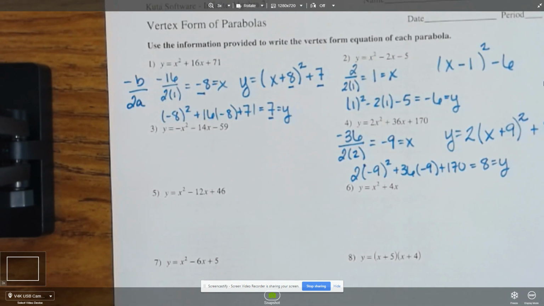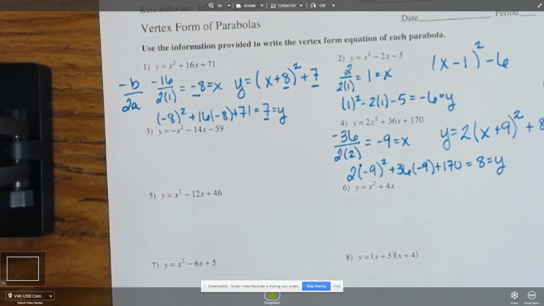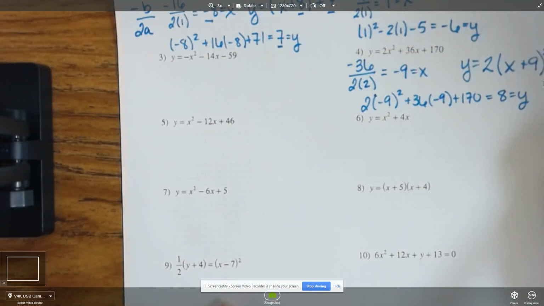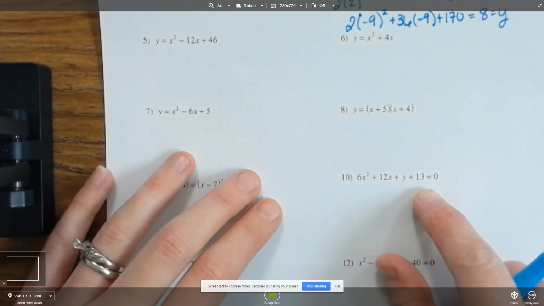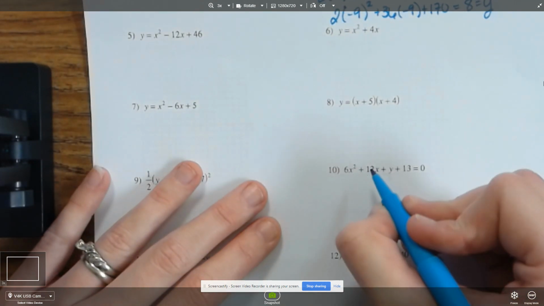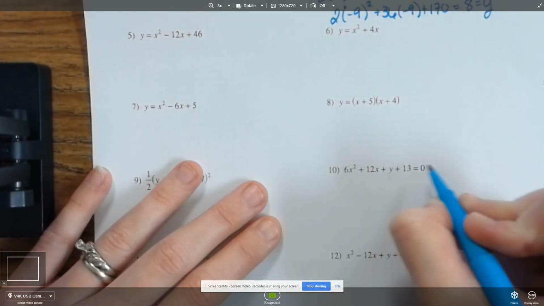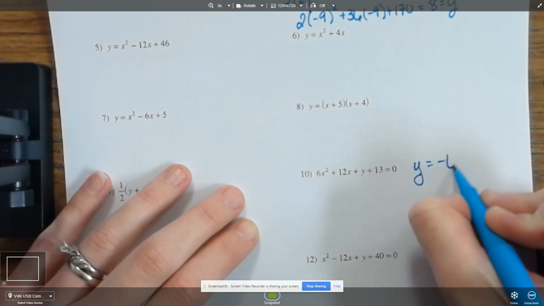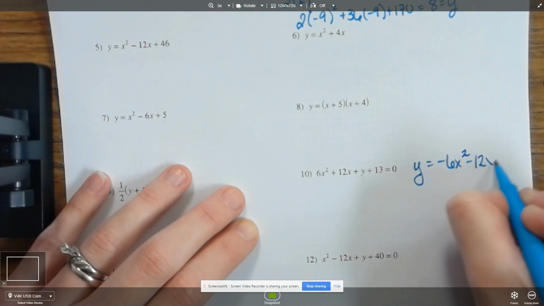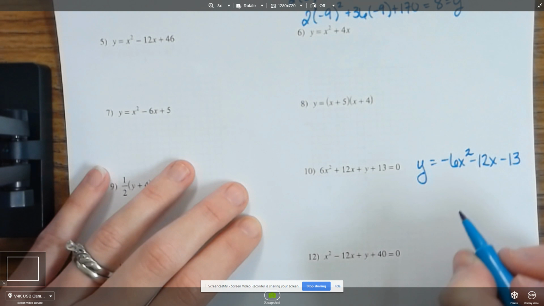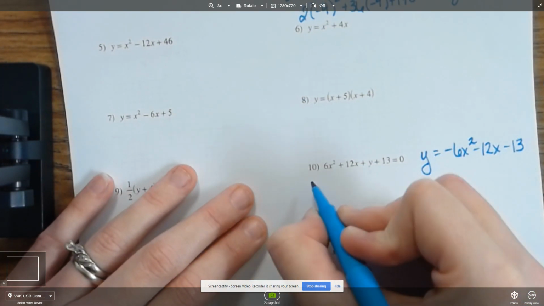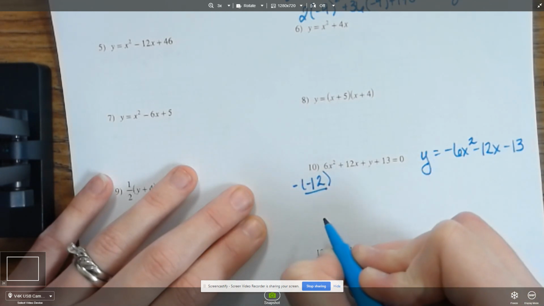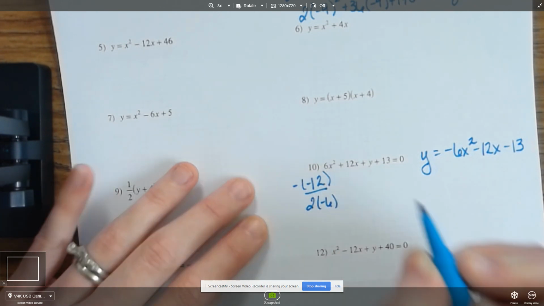And so let's see if there's one more we can do that's got a coefficient on it. I don't see a good one to do. Well, we've got one here that we can turn around. So we want y on a side by itself and then everything else. So I'm going to leave the y here, and I'm going to move everything else. So I would have negative 6x squared minus 12x minus 13. And so same process, negative b, so that'd be a positive 12.